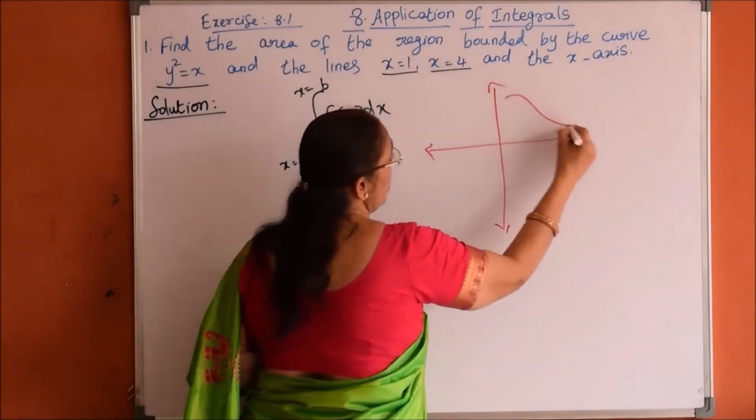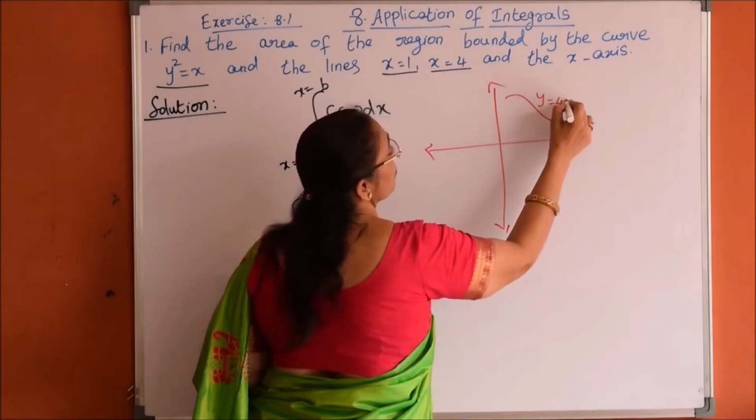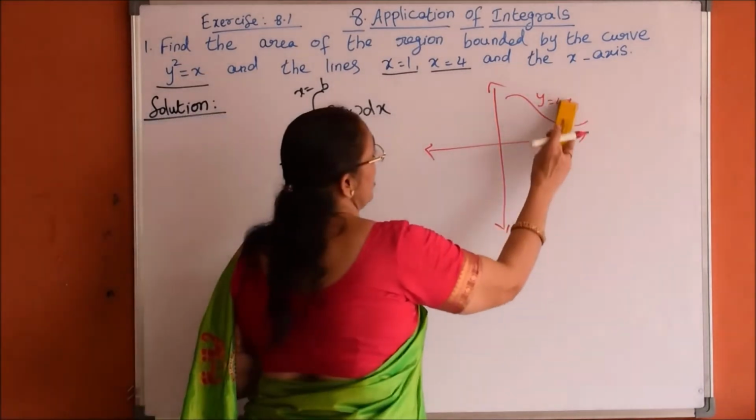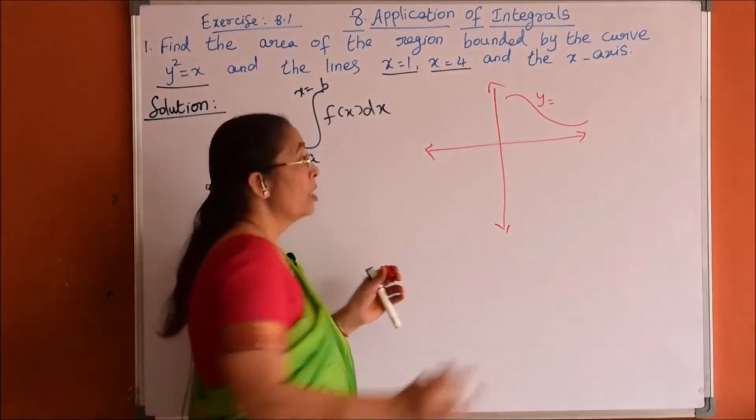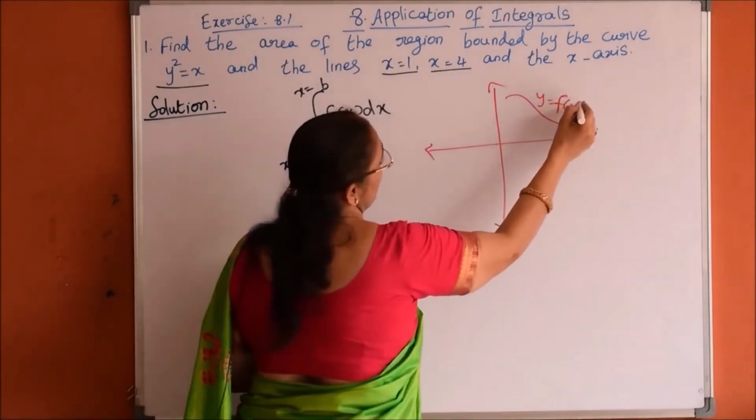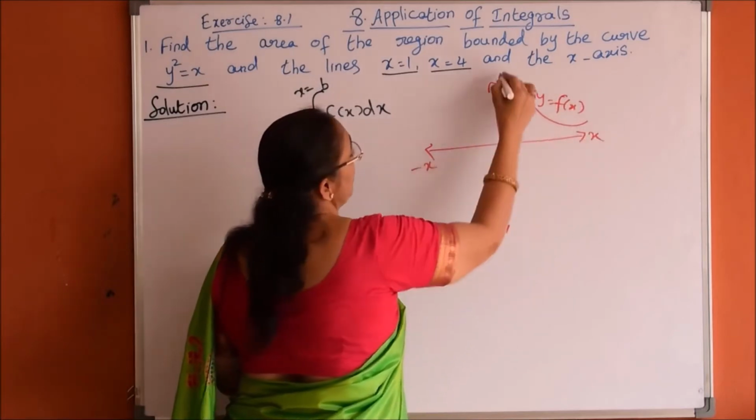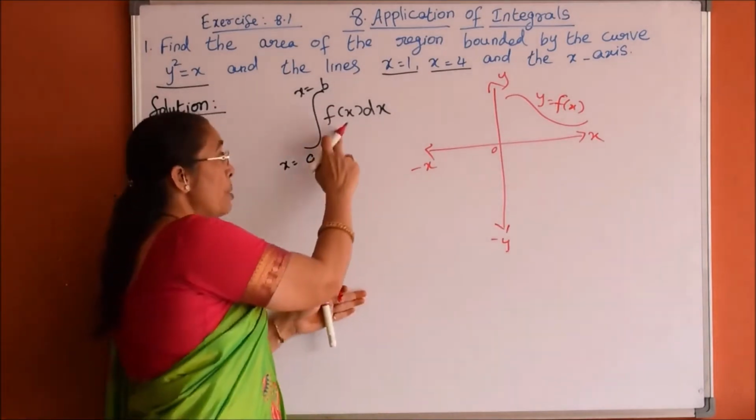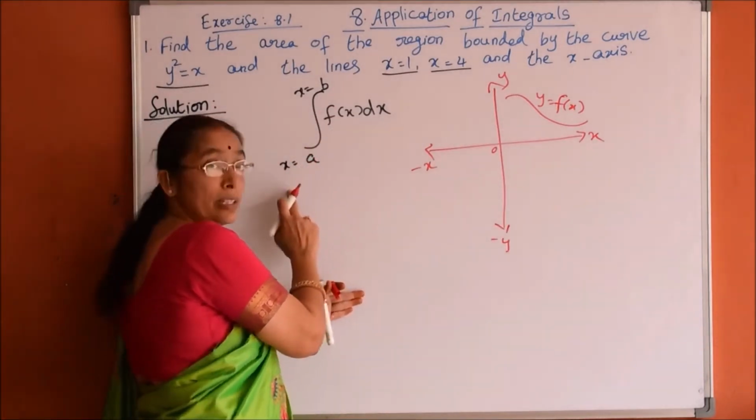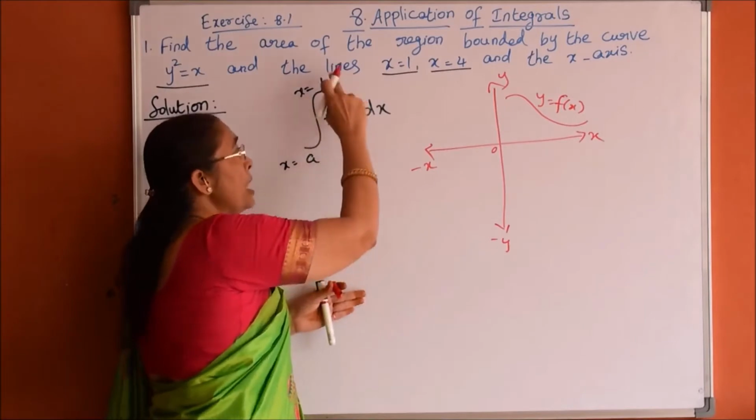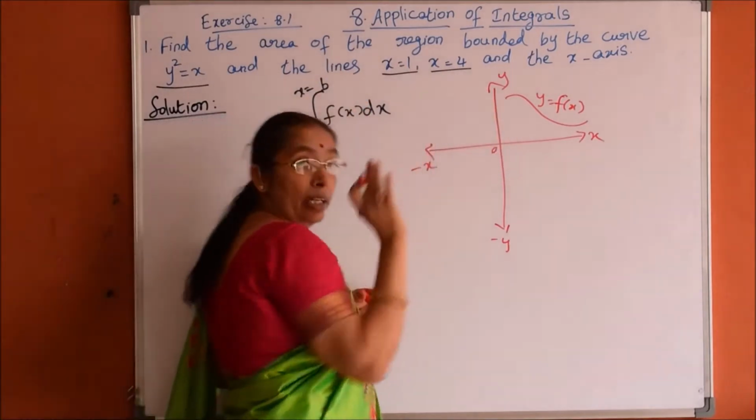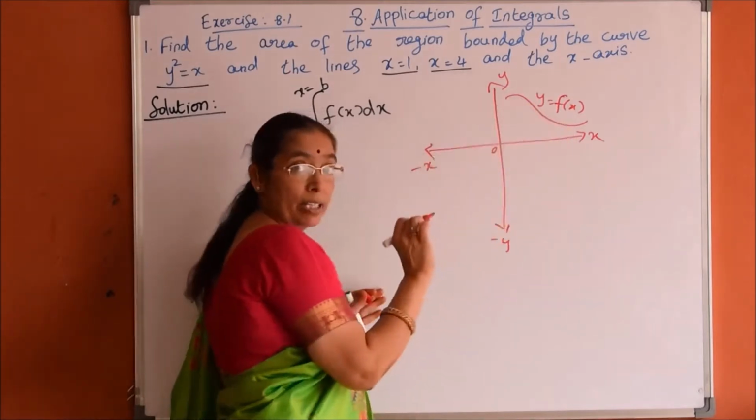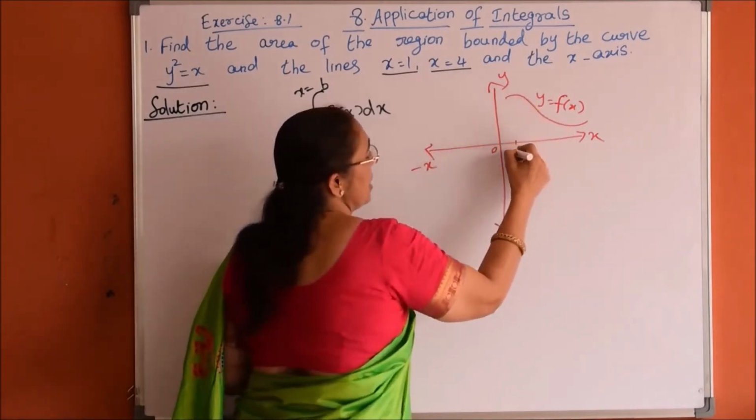Consider this is the curve y is equal to f of x. Sorry, we will consider this curve as y is equal to f of x, not 4x. Now, this is positive x, y, negative y and origin. So, the geometrical meaning of this integration from x is equal to a to x is equal to b of f of x dx is the area between the region y is equal to f of x and the line, suppose this is a, this is b.